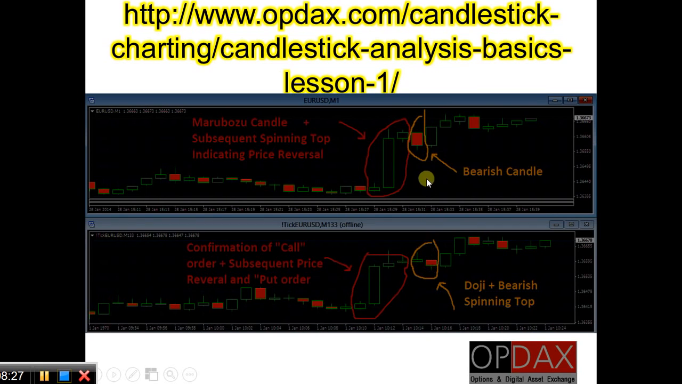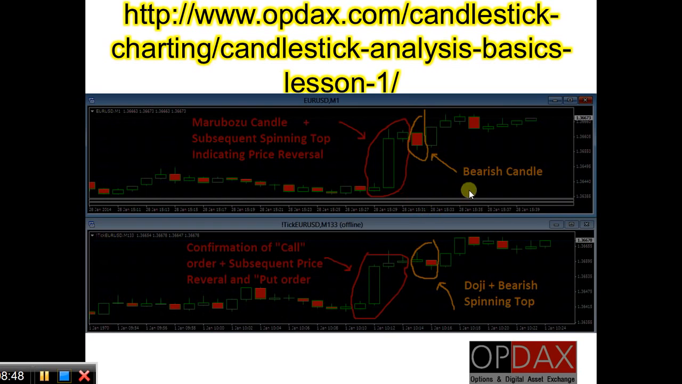But my point is that this is a 1 minute candlestick versus a tick chart candlestick, which is not time based. It shows the price fluctuation over X number of trades, and in this particular example, what we use is 133 tick charts for euro US dollar trading. So what I want to show you here is just price confirmation.